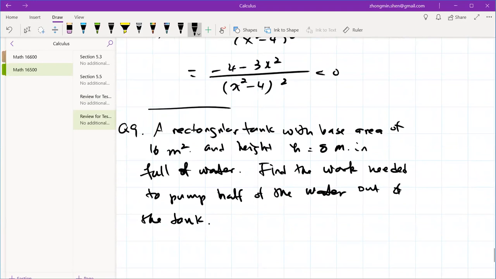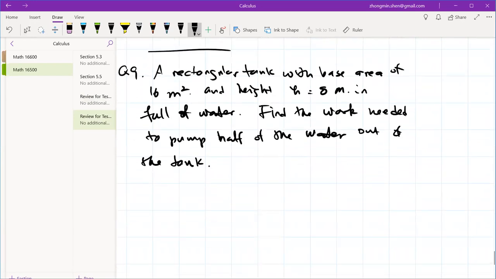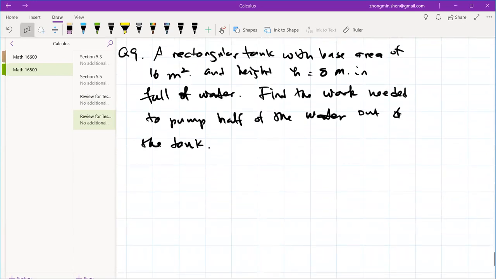Did we do this problem before? Oh, looks like a similar problem. All right, I'm going to draw the picture.